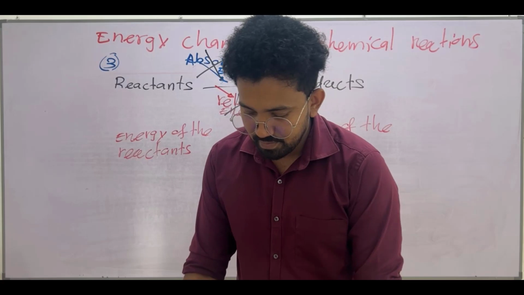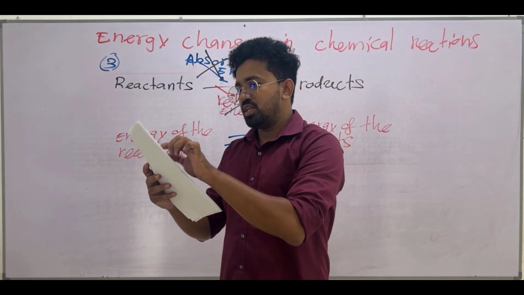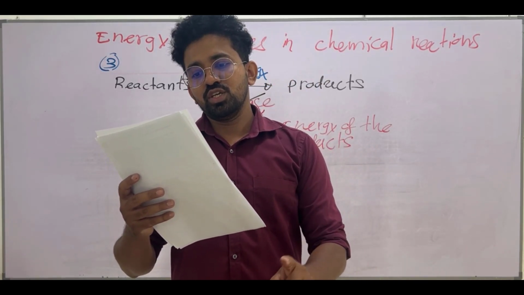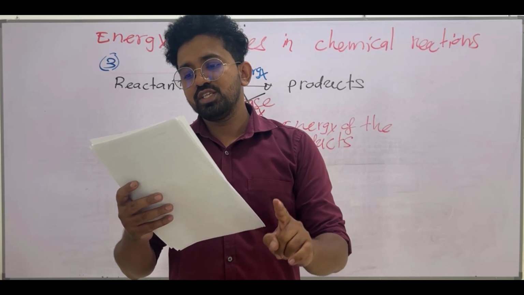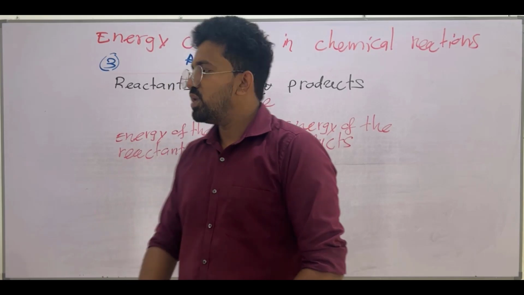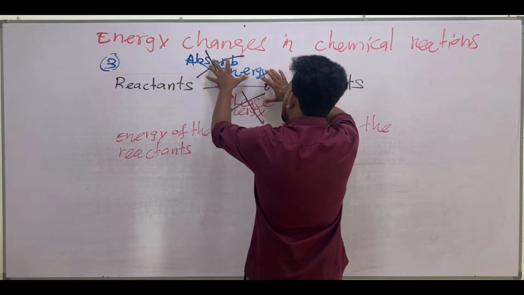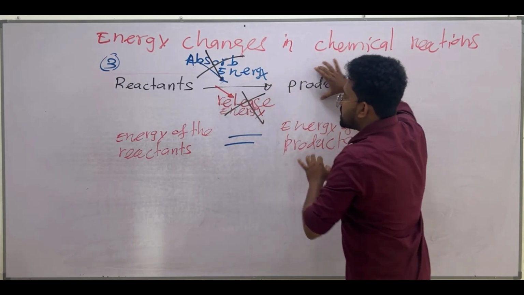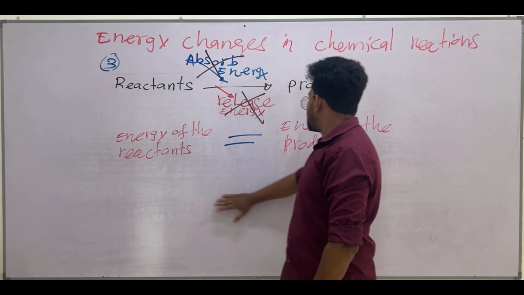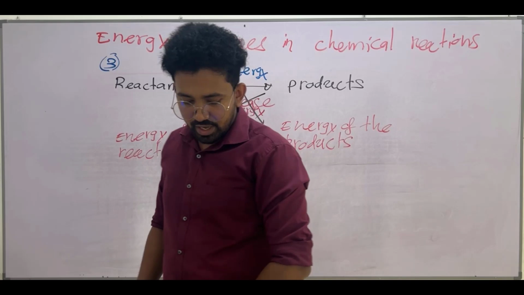Third type. There is a box on page number 3: reactions with no energy change. The energy before and after the reaction is the same. No energy is absorbed or released. The reactant, with no energy absorbed and no energy released, forms product. In that case, the energy of the reactant equals the energy of the product. So this is the third type.